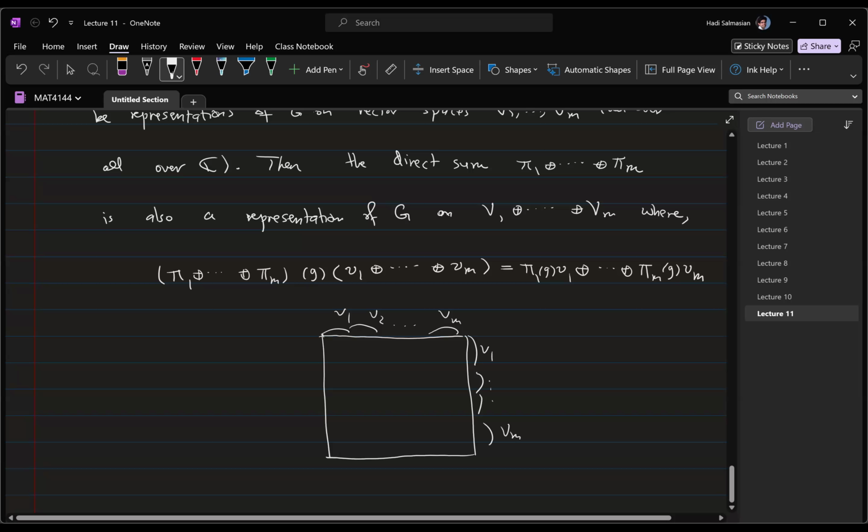and I write the matrices for the direct sum in this basis, what kind of matrices do I get? Exactly, I get a block diagonal matrix, with the blocks being the matrices that I got for pi 1 up to pi m. This is pi 1 plus up to pi m of g. This is pi 1 of g, this is pi m of g, and you have zeros elsewhere. This is block diagonal.